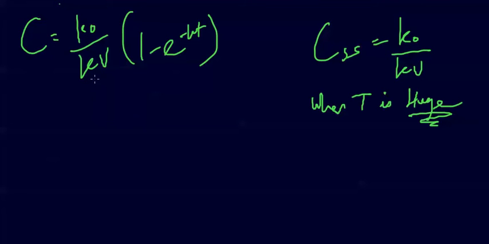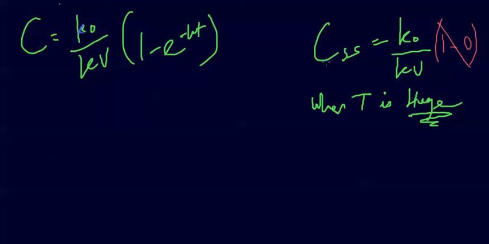I want to start with the IV infusion equation, which is C is equal to KO over KB times 1 minus E to the negative KT, right? And the steady state equation, which is CSS is equal to KO over KB, and we know that this is the actual equation because steady state only occurs when T is huge, right? And when T is huge, E becomes super small, almost 0, and then this is just 1, so it cancels out, so then we just get this.